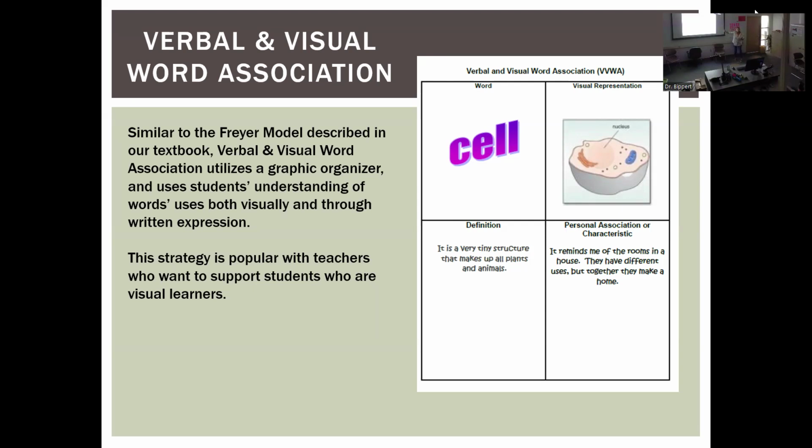Everyone loves, it seems like, the verbal and visual word association strategy. I mean, you wouldn't do this with every single word in a vocabulary list, but you might want to spread it out around the class, have them do it in groups. Here, they're not just using what the definition is, but they also have a visual representation. It could even be symbolic if you teach English. And a personal association or characteristics.